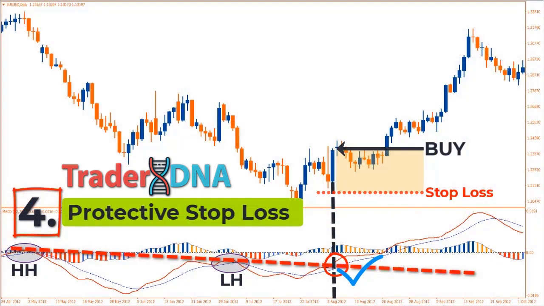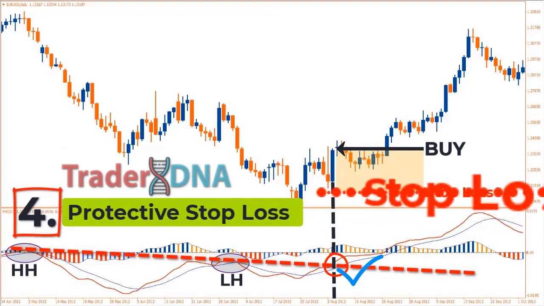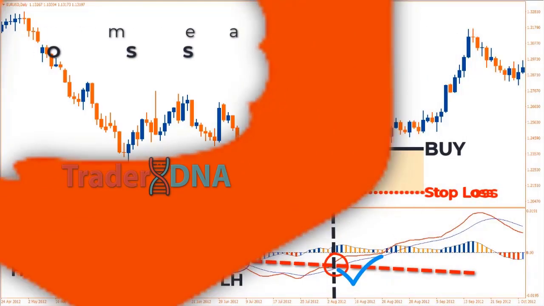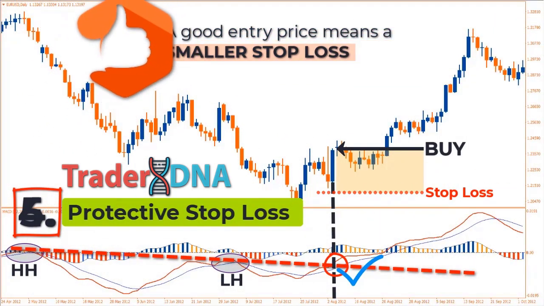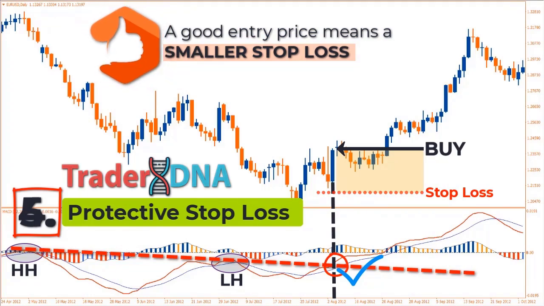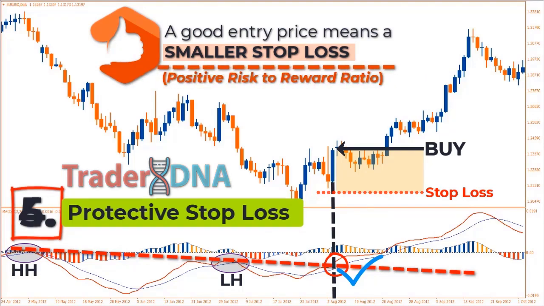Did you notice? The MACD trend line breakout trading strategy triggered the buy signal right at the start of a new trend. And what is most important, the timing is more than perfection. Now, what does this have to do with the stop loss? Basically, a good entry price means a smaller stop loss, and ultimately it means you'll lose a lot less compared with the profit potential, so a positive risk to reward ratio.